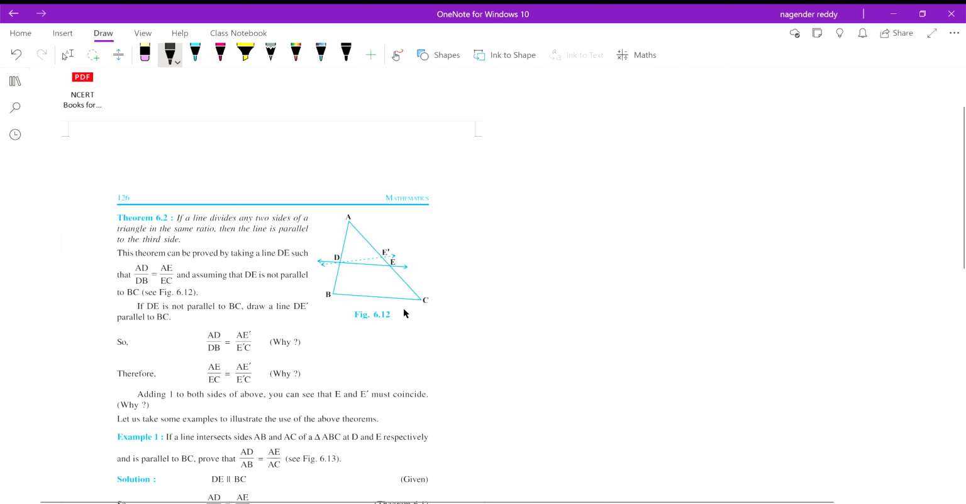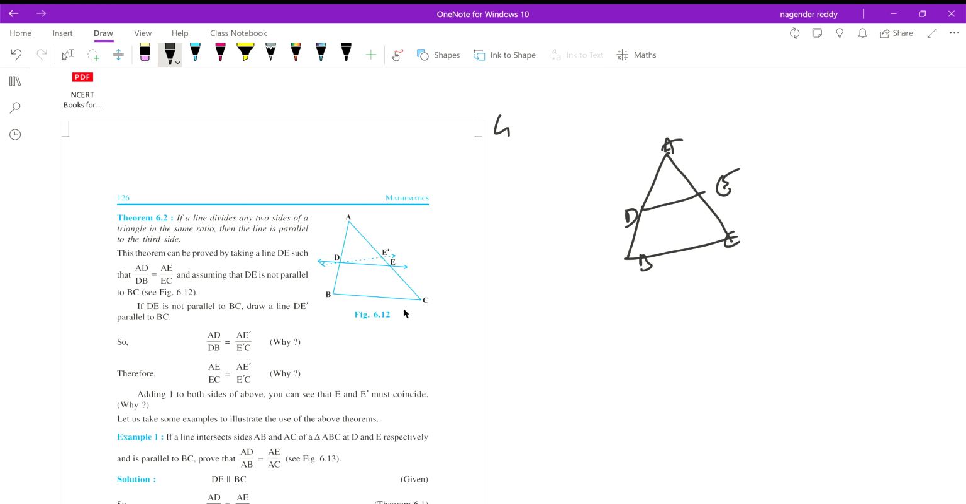It is so easy, simple, and observe that. Take any triangle ABC and D, E. Now it is given that AD by DB is equal to AE by EC, and we have to prove that DE is parallel to BC. In the previous case, we learned that if DE is parallel to BC, then we proved this one. Now in the converse, if this is true, then we have to prove. So proof.